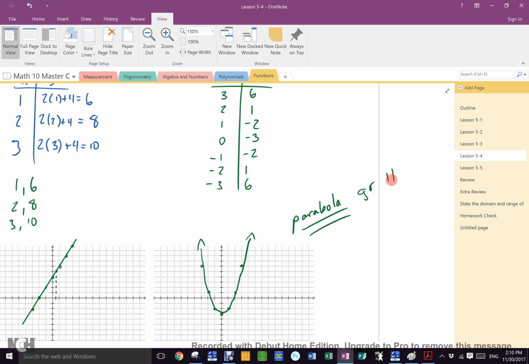But, is it a function? Yes, because a vertical line only touches it once. Is it a linear function? No.